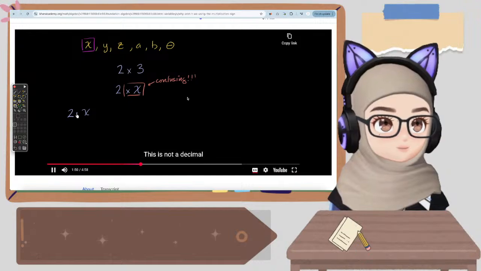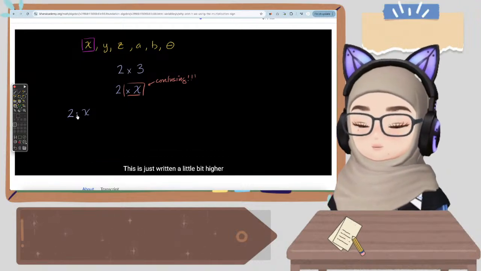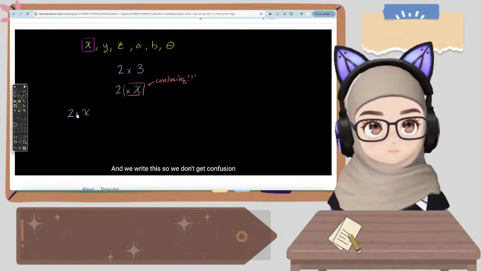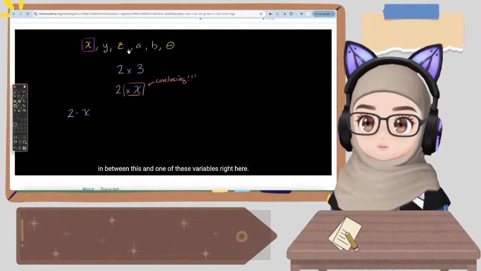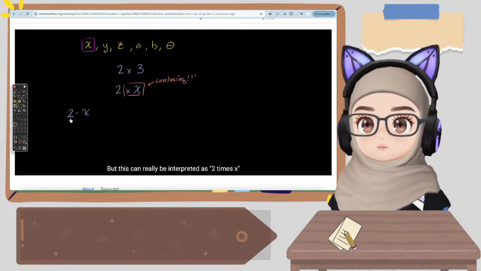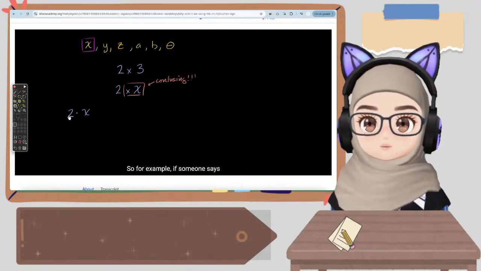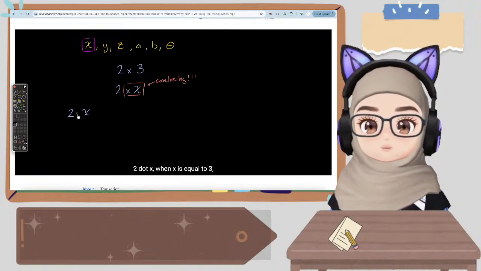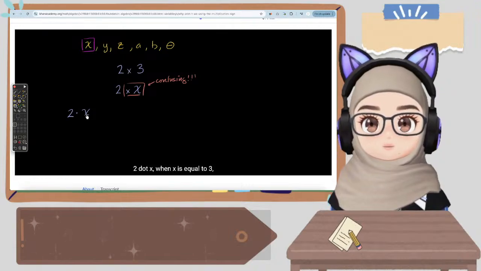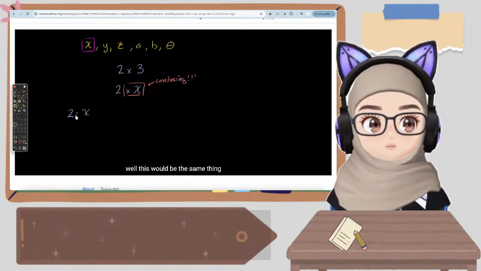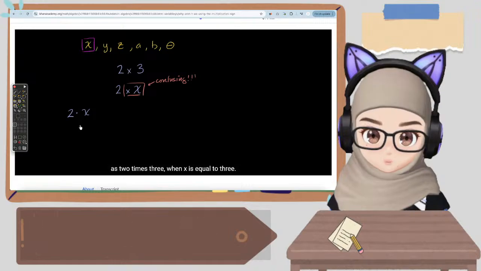This is written a little bit higher than a decimal, and we write this so we don't get confusion between this and one of these variables right here. But this really can be interpreted as 2 times x. So for example, if someone says 2 dot x, what is 2 dot x when x is equal to 3? Well, this would be the same thing as 2 times 3 when x is equal to 3.